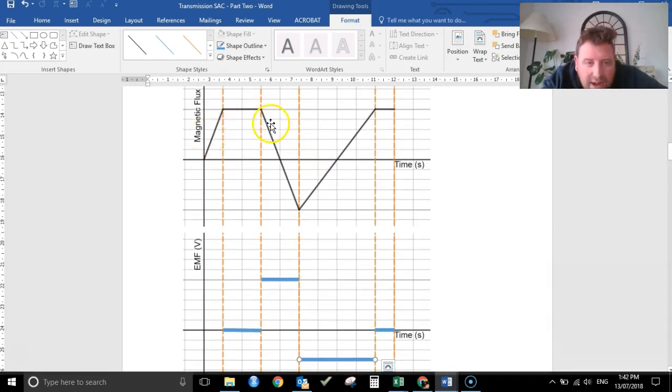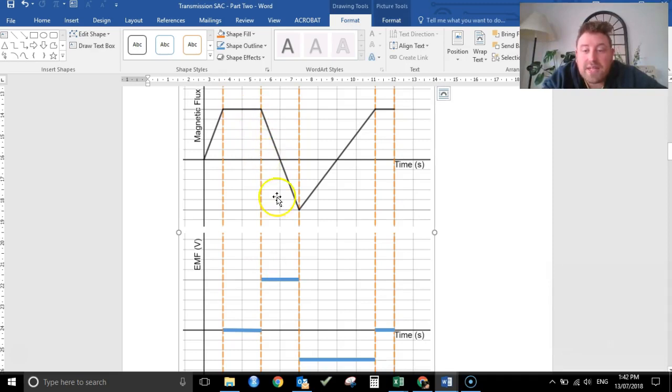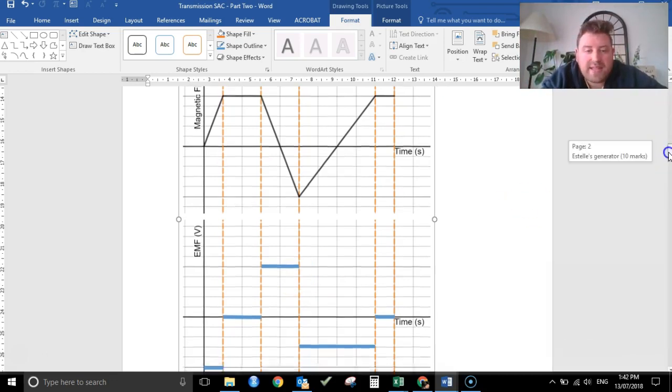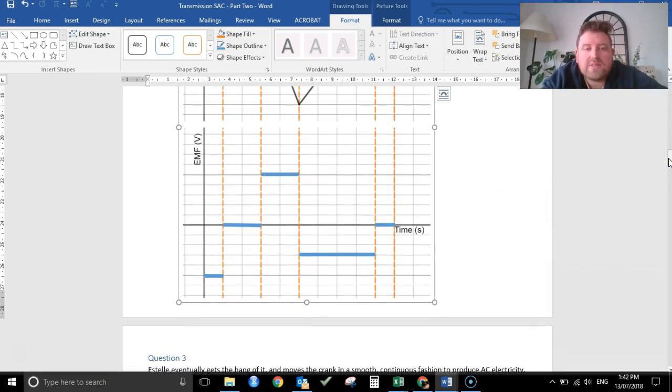So the gradient at t equals this particular value here is a certain value, which means the EMF is that value down there. It's not just that the EMF will reach that value at some point, it's at each time, whatever the gradient is, the EMF will follow. Okay? So that's question 2. Your answer should have looked something like that.